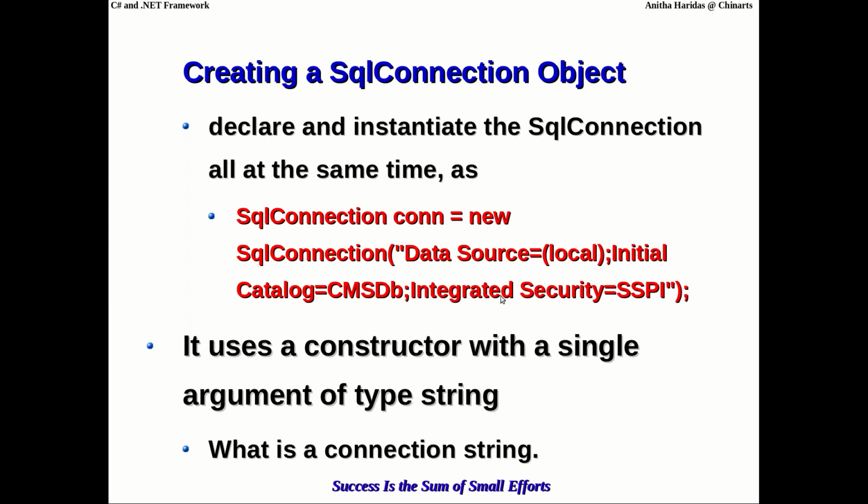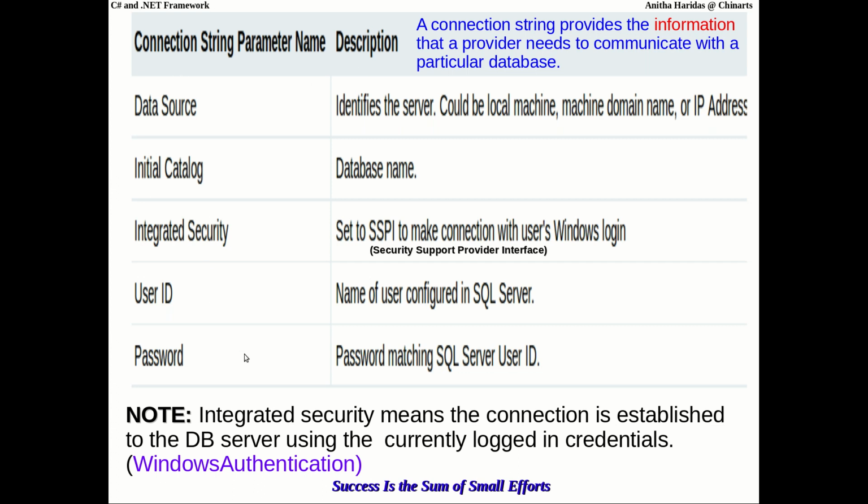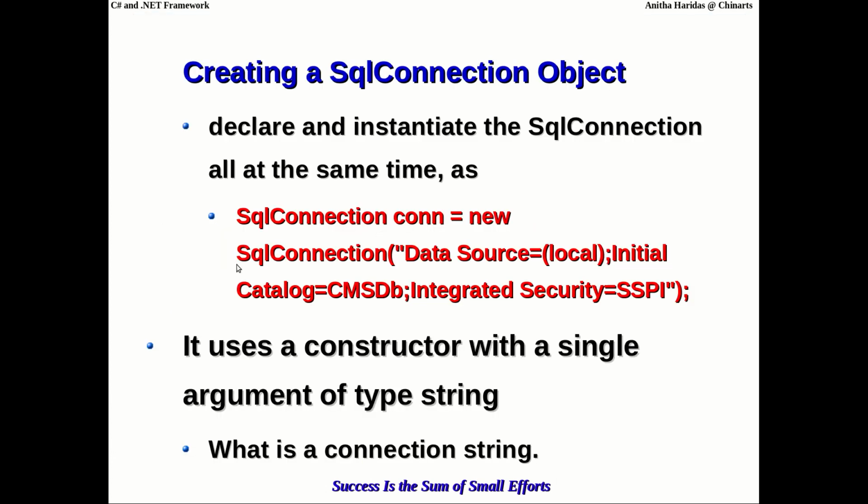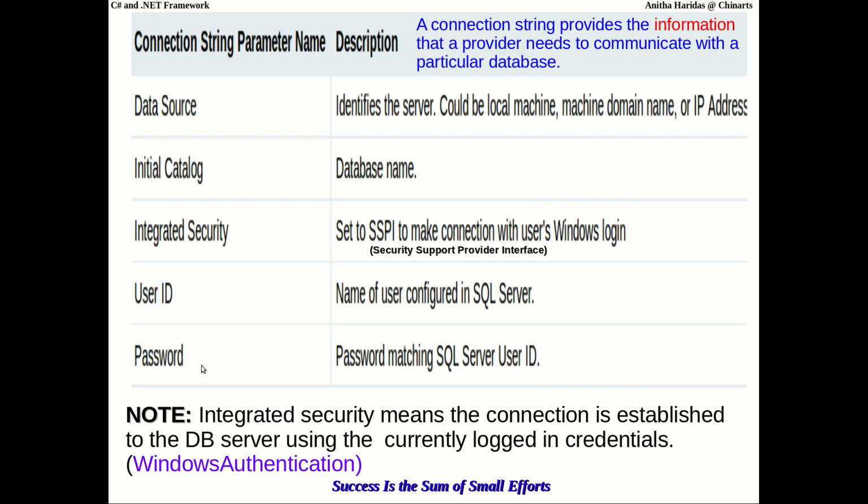So let us see what parameters we use in the connection string. Any connection string will have these parameters. Your connection string provides the information that a provider needs to communicate with a particular database. If you want to communicate with a particular database, you need to specify the database name, the server name, the user credentials, and any security parameters. So for the SQL connection, these are the parameters that we have to specify.